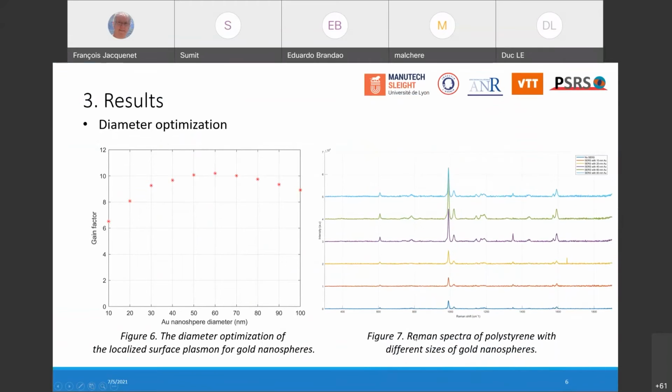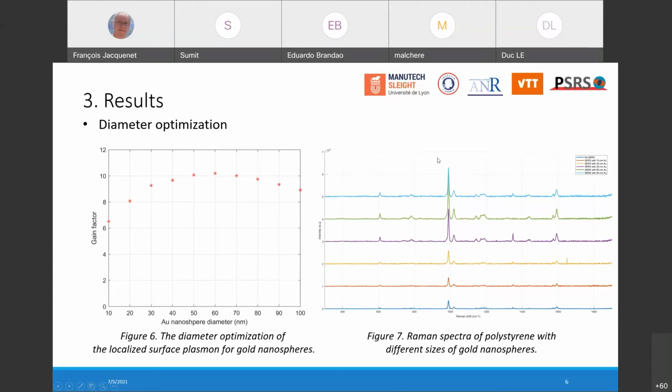So figure 7 is the Raman spectra of polystyrene with different sizes of gold nanospheres that I measured with the confocal Raman microscopy. In this figure, I already subtracted the background of the spectrum and shifted each spectrum 10,000 for visualization. We can see here at the bottom right is the original Raman without gold nanoparticles, so we can see a very weak signal.